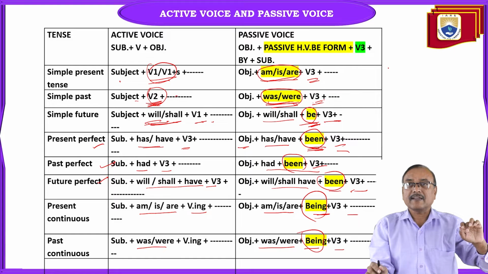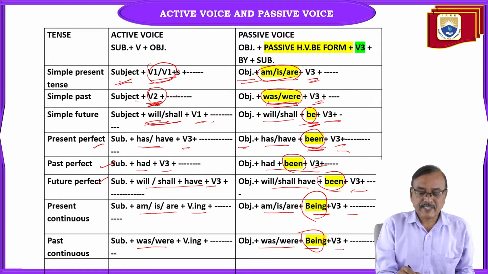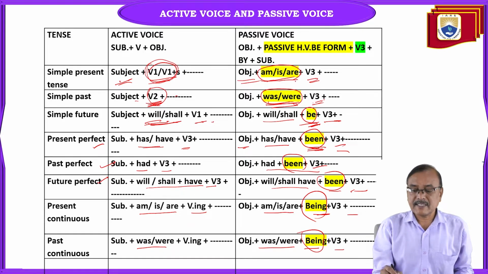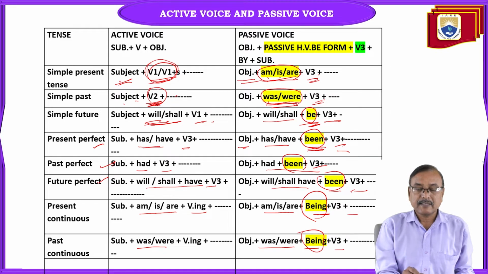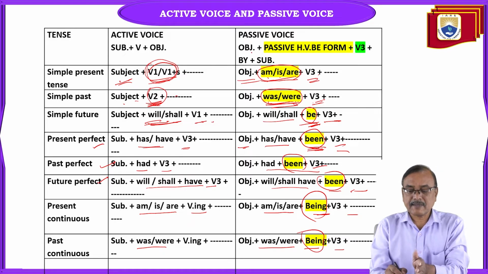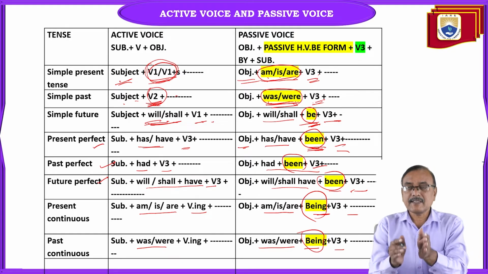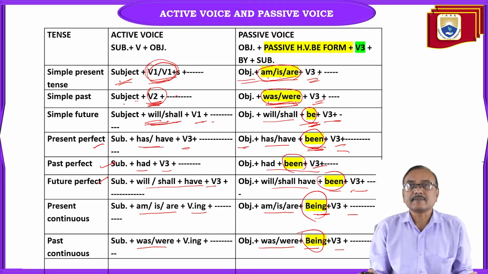Subject comes first in active voice, followed by the verb. In passive voice, the object comes first. In active voice, if it is V1 or V1s, in passive voice it is am, is, are, V3. In past tense, in active voice, V2 form. In passive voice, was or were, V3 form. Just observe the verb only. In active voice, the subject comes first. In passive voice, the object comes first. That is, in passive voice the sentence begins with the object. Then concentrate on the verbs only.